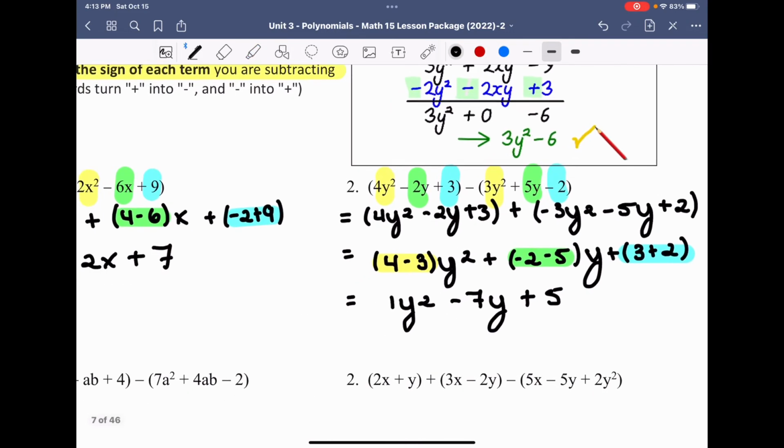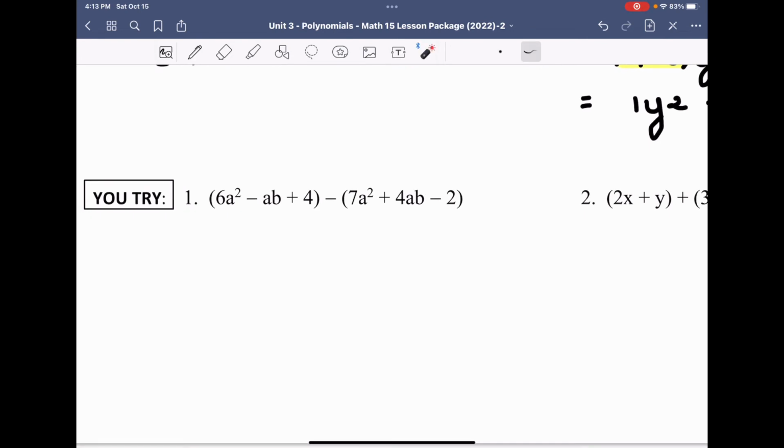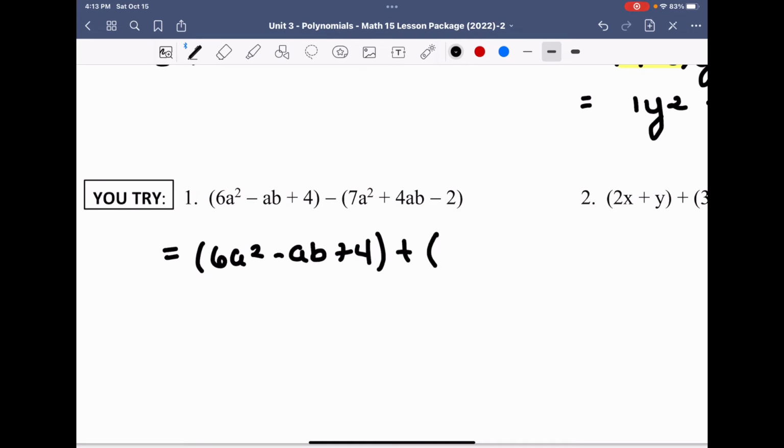All right, let's try that organization technique on 2 examples here, and then you'll get to practice these on your own. So if I have a subtraction statement, I immediately see this subtraction and realize I have to distribute that negative. When I distribute this negative, it's equal to 6a squared minus ab plus 4, bracket. I can now change this to a positive and distribute the negative: negative 7a squared minus 4ab plus 2. All the signs flip on the interior.